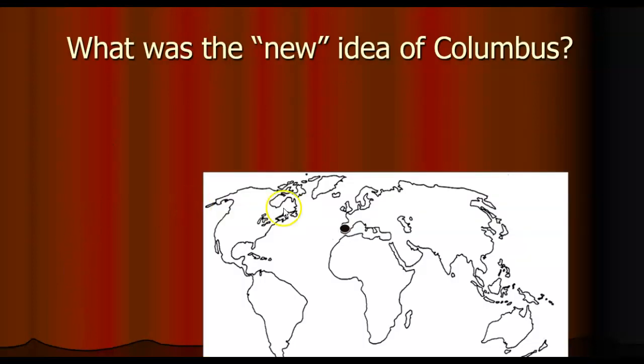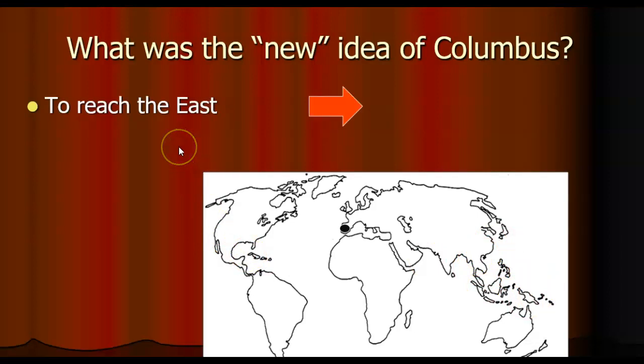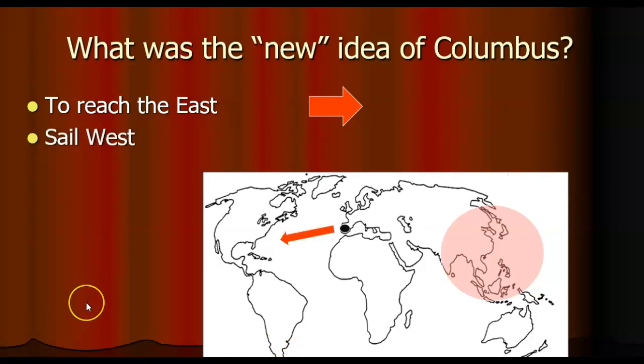Columbus's new idea was this. He's here in Spain. He wants to reach this area of the world. So his new idea is, well, to reach the east, I will sail west. Okay? Now, the problem is he did not know about this whole quarter of the world. So if you imagine putting this area over here, that's what Columbus believed the world was like. So he believed it was probably at least 25% smaller than it actually was. So, sailing west, that's his big plan, okay, to reach the east.